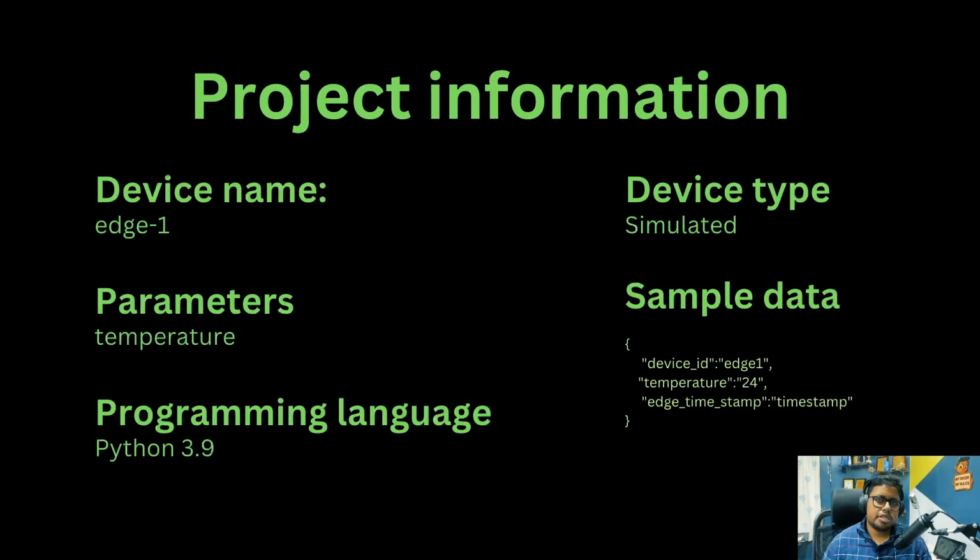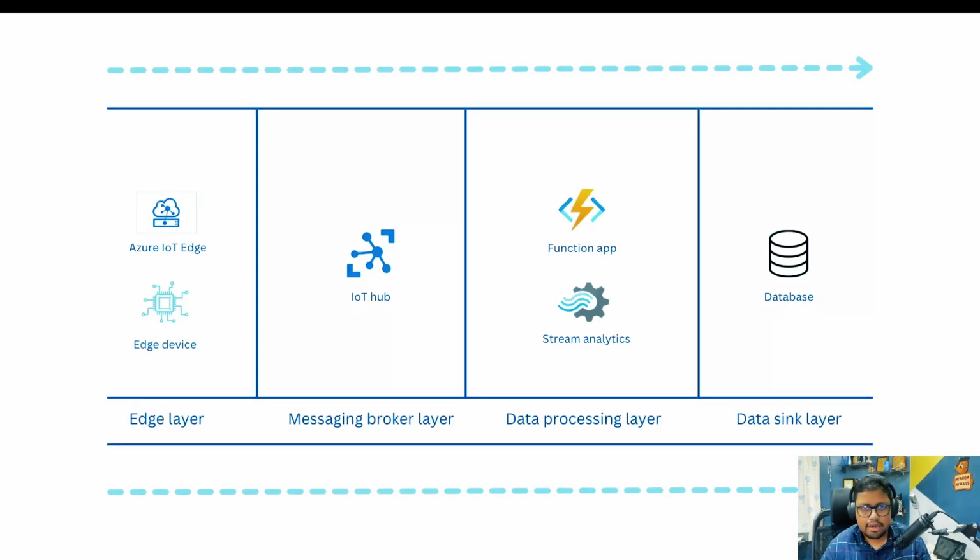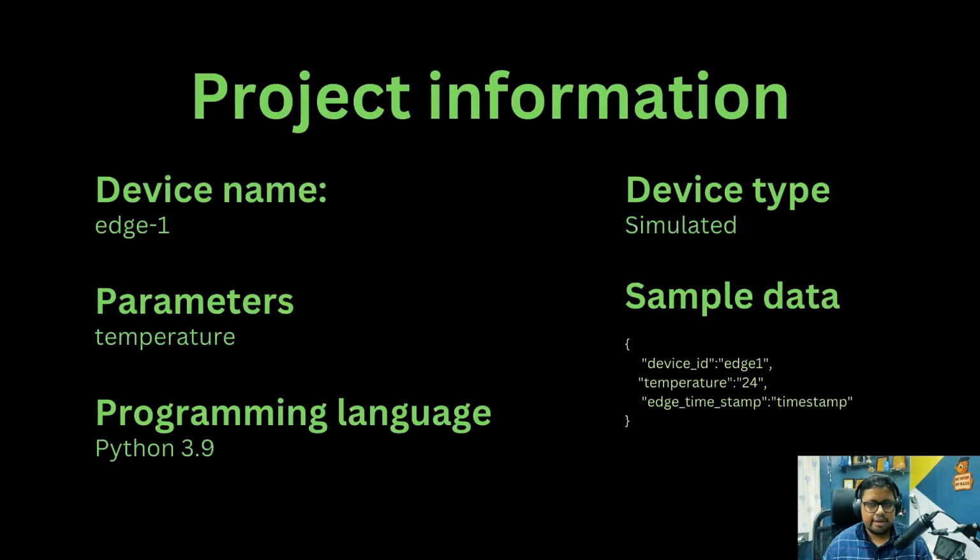This is the overall project information, and in the next video, we'll see how we can send this information all the way to the database. We'll start with the edge component, then move all the way up to the database layer. So that's pretty much all about today's video. It's about establishing the general idea of how the data flows from the device to the cloud.